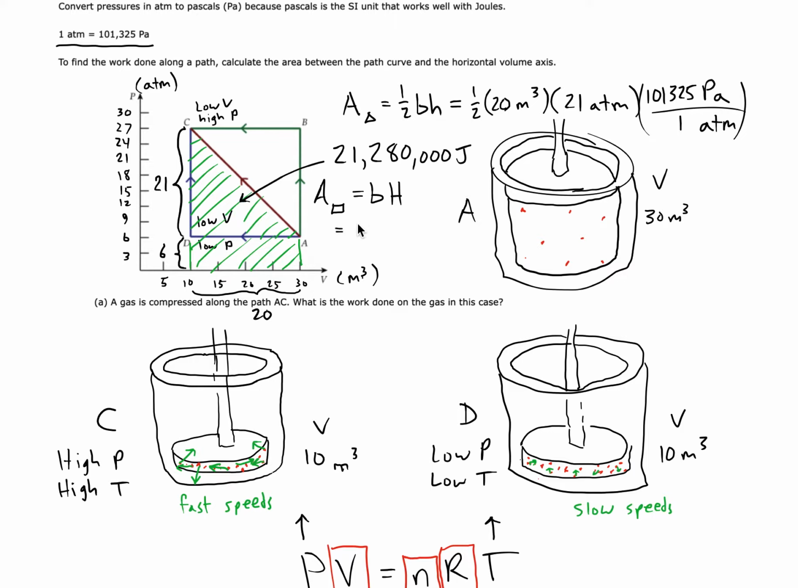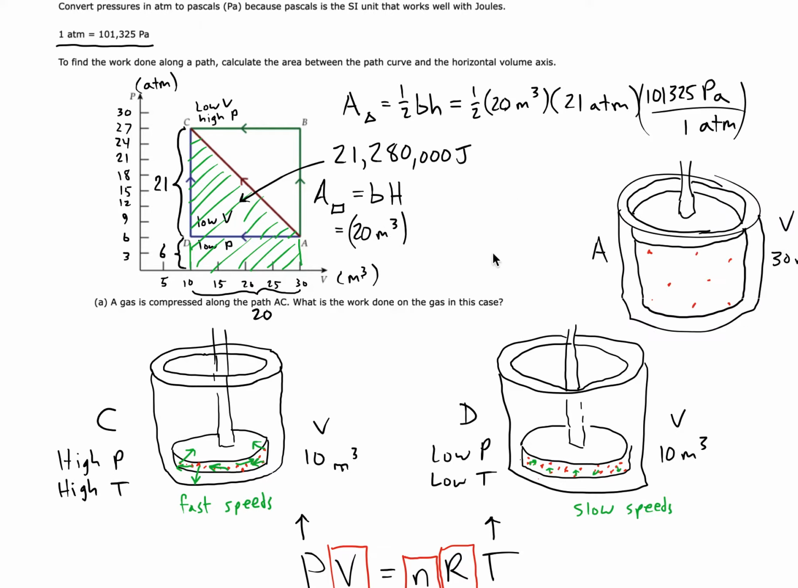So that's going to be 20 meters cubed times 6 atmospheres times 101,325 pascals per atmosphere. So the area of the rectangle is 12 million joules.